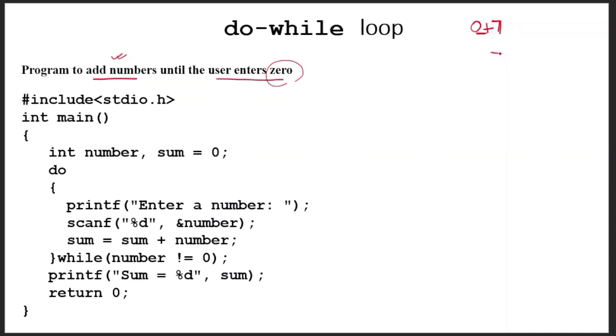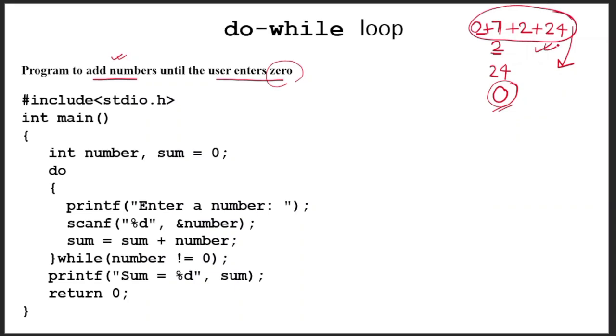Then it will ask you the next number again from the user. Suppose next number user enters is 2. So again it is going to add 2 to it. Now again it is going to ask a number from the user. Suppose user enters 24. So again it is going to add 24 until the user enters 0. So suppose now the user enters 0. As soon as the user enters 0, it will come out of the loop and will print the sum of the numbers that the user has entered.